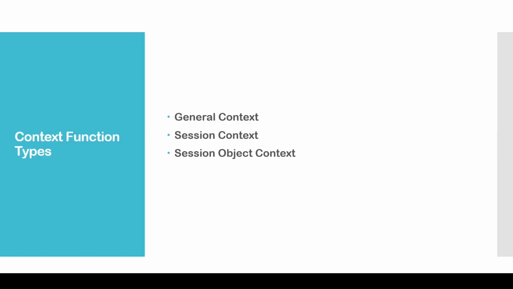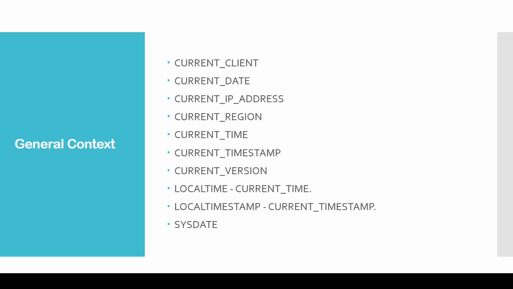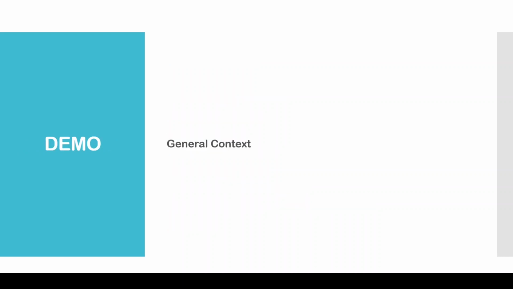There are three different types of context function. First, general context, second, session context, and third, session object context. Let's look at them one by one. General context covers basic functions like current client, current date, current region, current time or timestamp, and system date. So these kinds of functions are covered under general context.